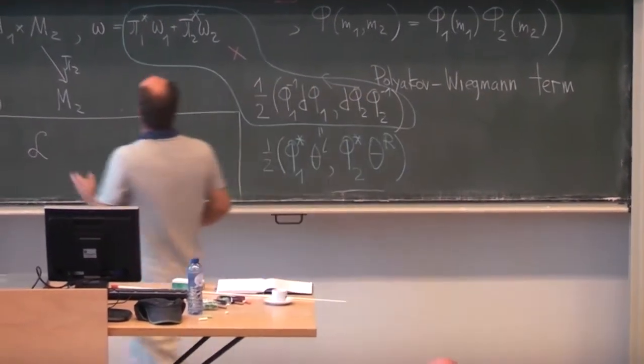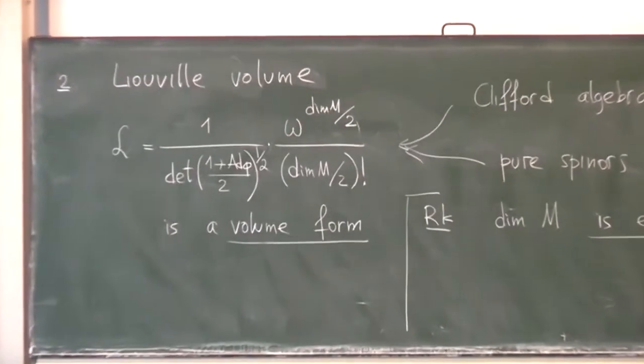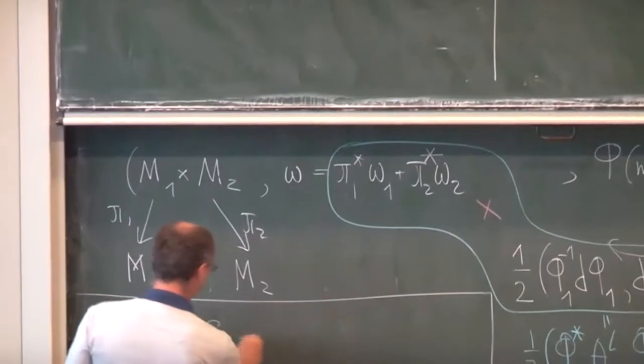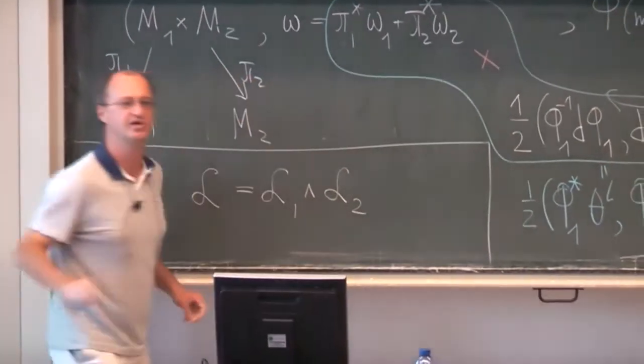Now, as I said, we're going to be interested in the volume forms. And you may ask, what's the volume form on the combined space? And it turns out that for the volume forms, that's simply the wedge product.